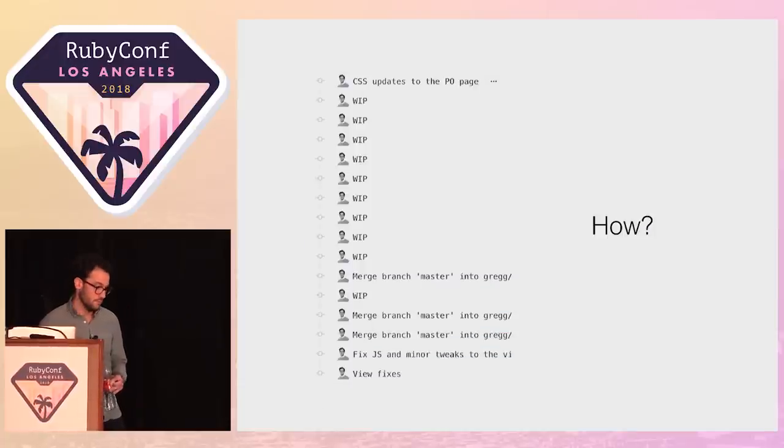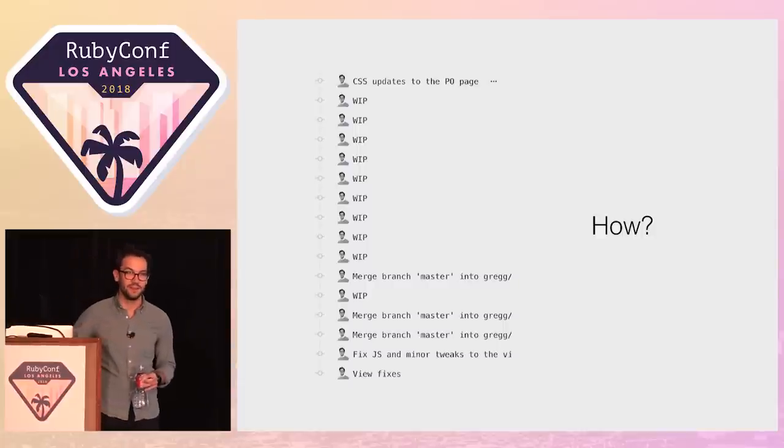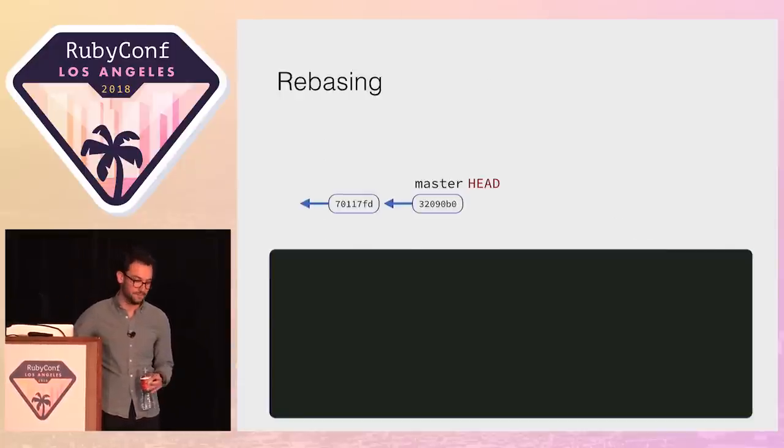So we still have this mess, though. I've written all these bad commits. What am I going to do about this? Let's talk about some tools that we can use to help work with our Git history.